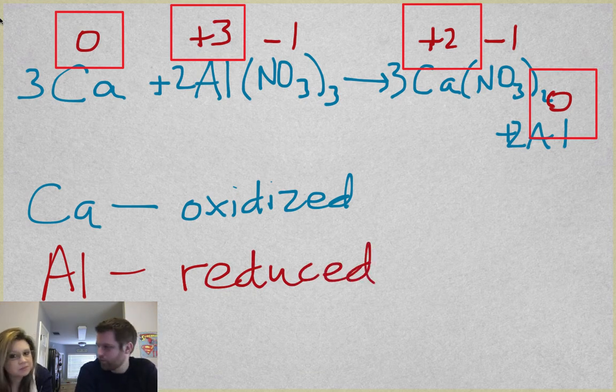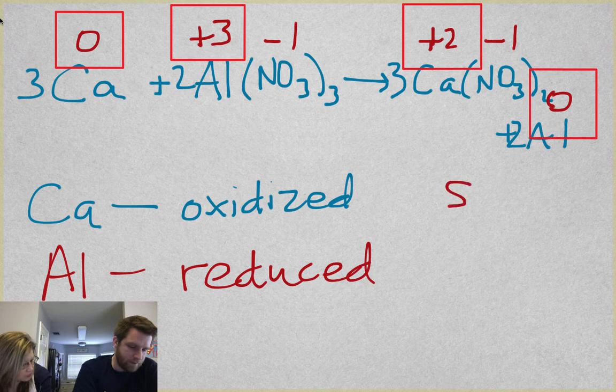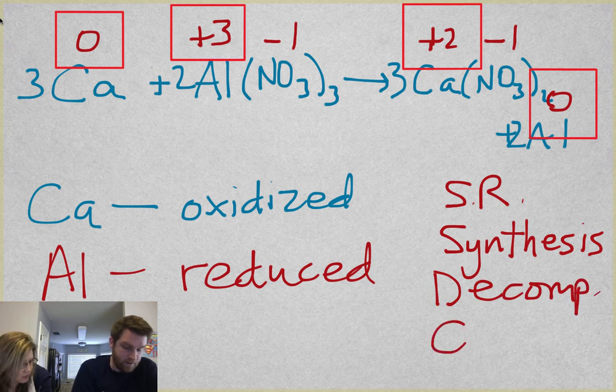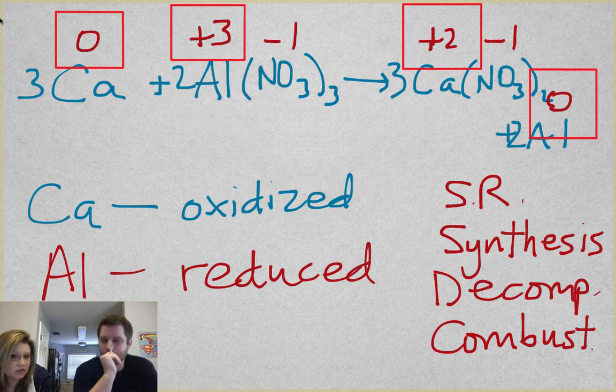That's pretty easy, right? Anytime you see a reaction in which some oxidation numbers change, that is a redox reaction. Some examples of types of reactions that are also redox reactions: single replacement reactions are redox. What else? Some synthesis reactions, some decomposition reactions, and even some combustion. Not double replacement, because you'll see that the oxidation numbers stay the same. They're just changing partners.